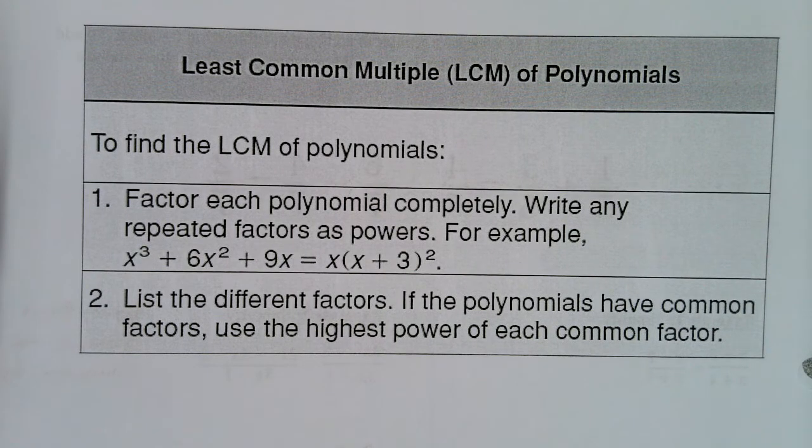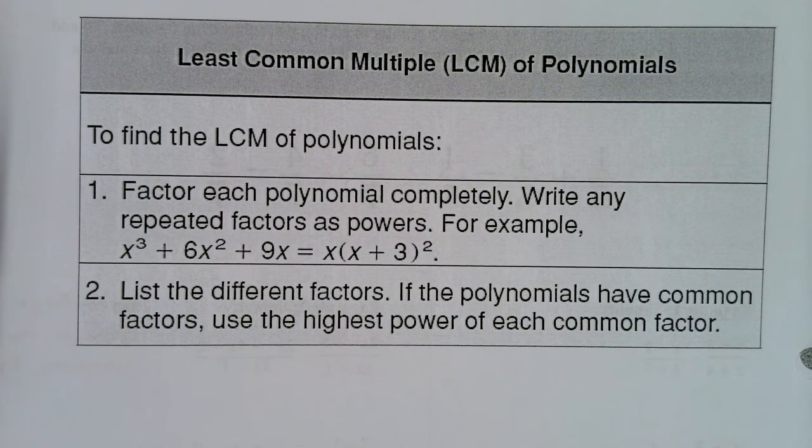To find the least common multiple of the polynomials, factor each polynomial completely. Write any repeated factors as powers. For example, x cubed plus 6x squared plus 9x factors to become x times x plus 3 times x plus 3. And you can write that as x times x plus 3 squared. And then list the different factors. If the polynomials have common factors, use the highest power of each common factor.